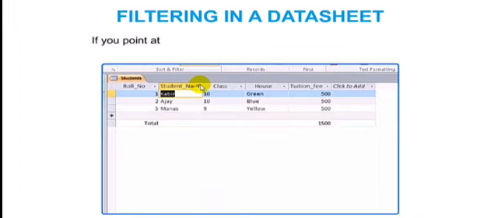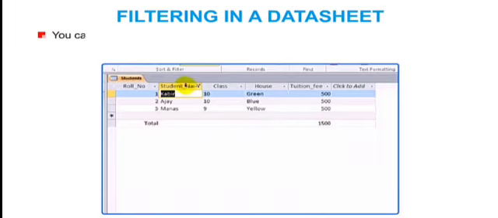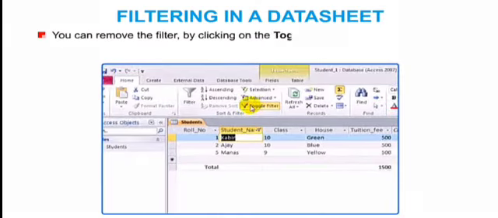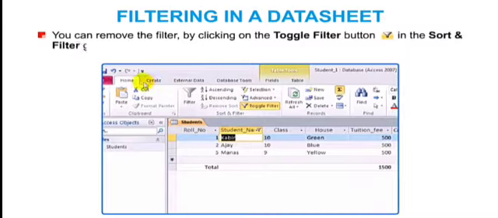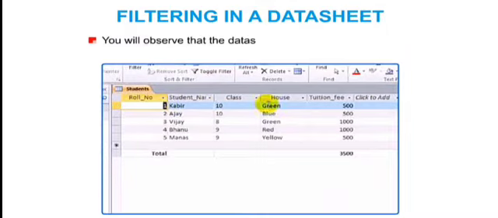It indicates that the column is filtered. If you point at the filter icon, Access shows the filter criteria. When you filter data, the calculations in the total row will change accordingly. You can remove the filter by clicking on the Toggle Filter button in the Sort and Filter group on the Home tab. You will observe that the datasheet is back to its original form.